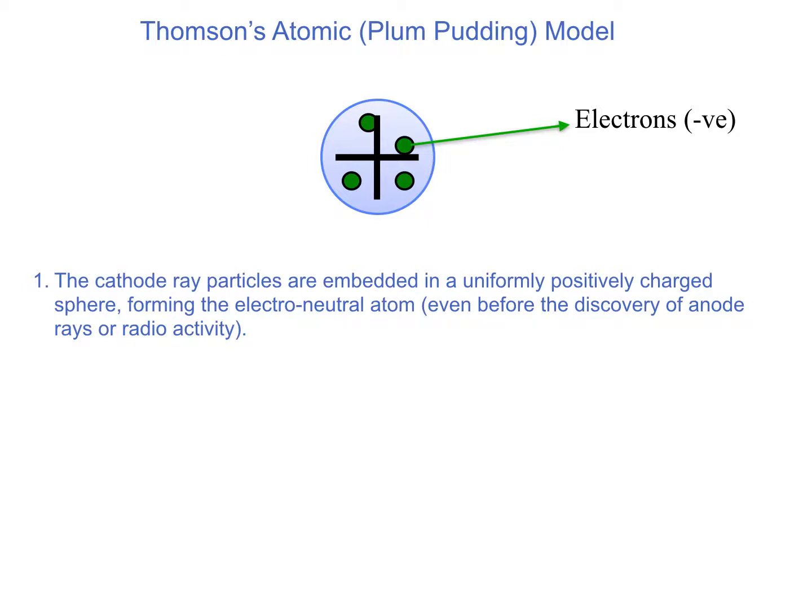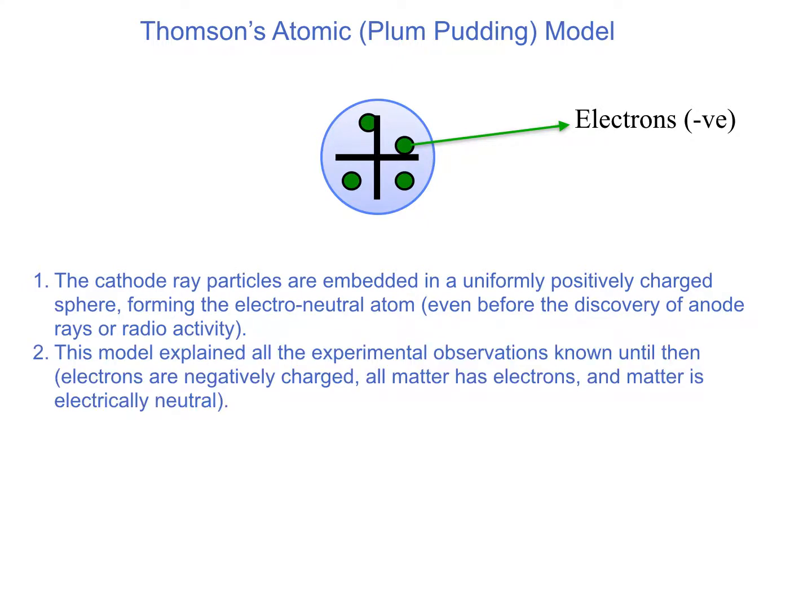So you can imagine a positively charged sphere and the electrons on the surface of the sphere at equal distances from each other, so that they repel about the same amount. And this has come to be known as the Plum pudding model.